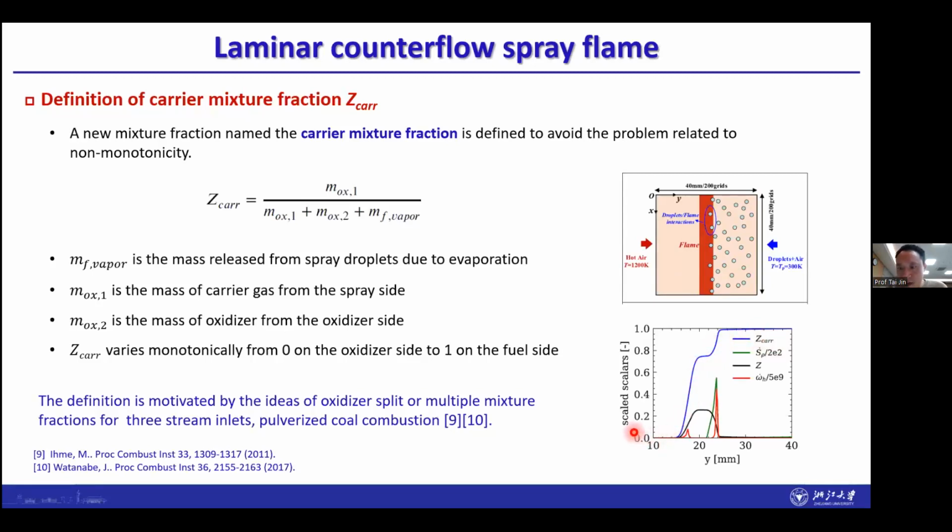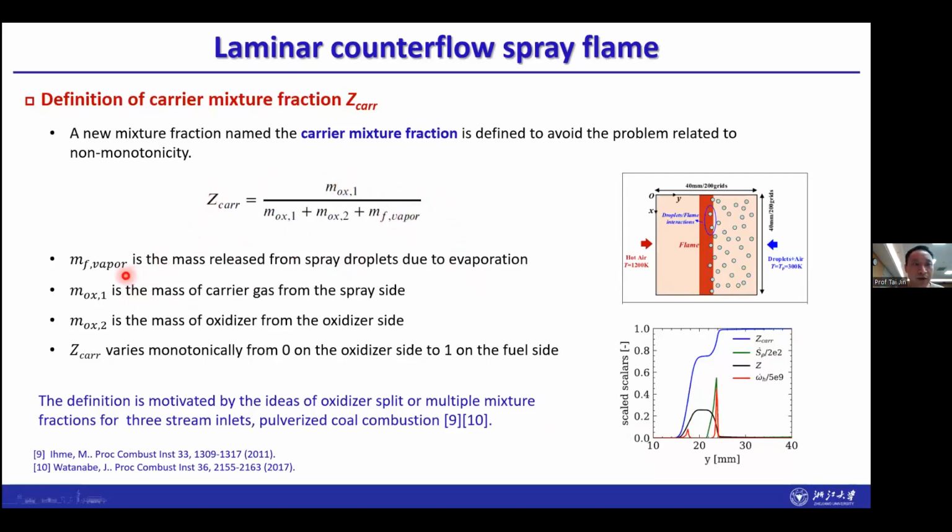We can see that it goes from 0 on the oxidizer side to 1 on the fuel side. So this perfectly resolves this problem. And how to calculate the mixture fraction is actually quite simple. The equation for the carrier mixture fraction is here.